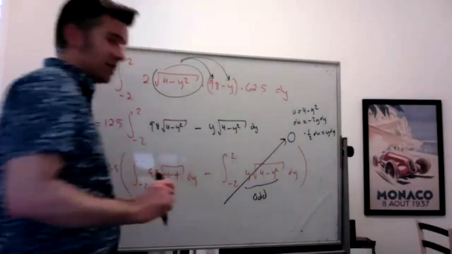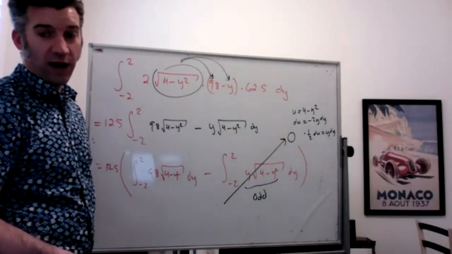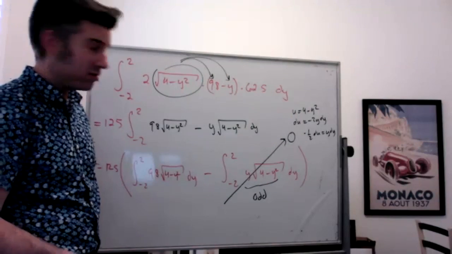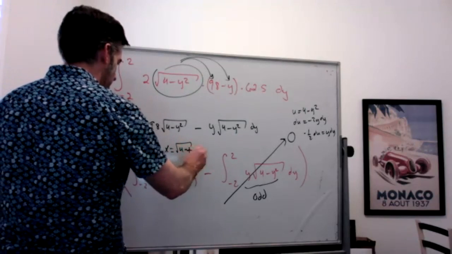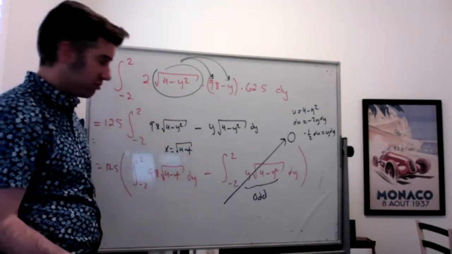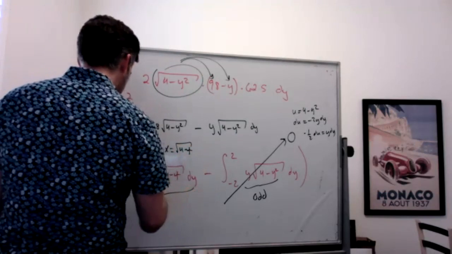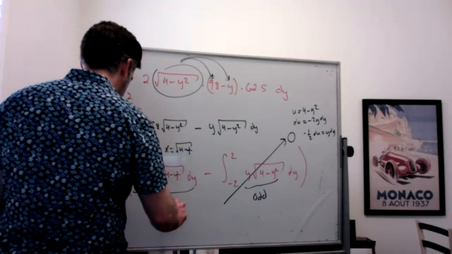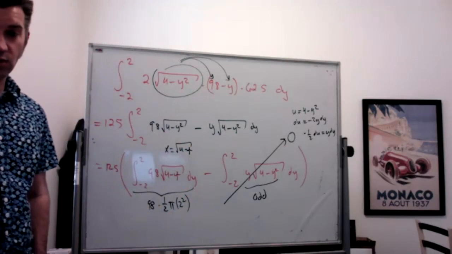This one is also easy because the square root of 4 minus y squared is the right half of a circle, right? X equals the square root of 4 minus y squared is a circle, half of a circle. So this here is going to be 98 times 1/2 pi times the radius of that circle squared, which is not too terrible.